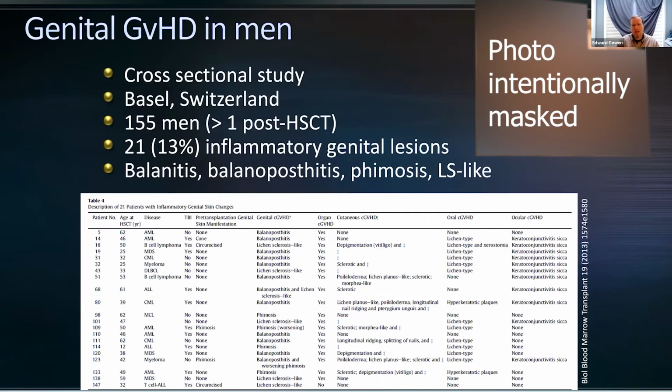Genital involvement in men is even less well understood. Again, I'll just cite one study with 155 men after transplant. In this study, 21 of these men, or 13%, had inflammatory genital involvement. So again, something that men may not offer up, particularly uncircumcised men. This can be a major issue because if it becomes painful or difficult to retract the foreskin, then scarring can become quite an issue, and circumcision as an adult is not typically something that people are excited about having to do.